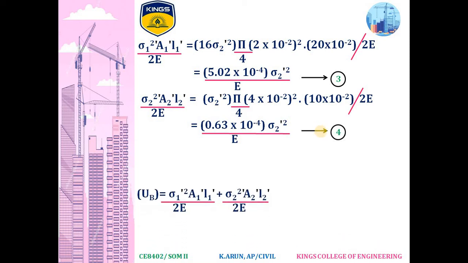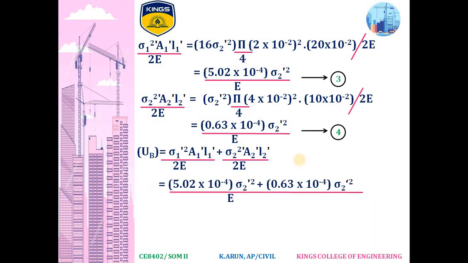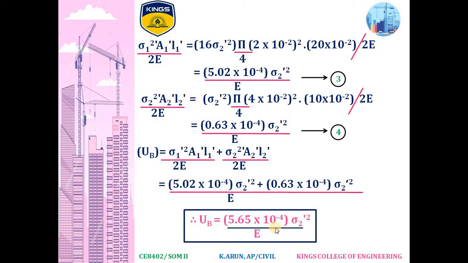So the total strain energy stored in bar B will be portion 1 plus 2, so I am adding it up. 5.02 into 10 power minus 4 plus 0.63 into 10 power minus 4, which is equal to 5.65 into 10 power minus 4 by E multiplied by sigma 2 dash square.